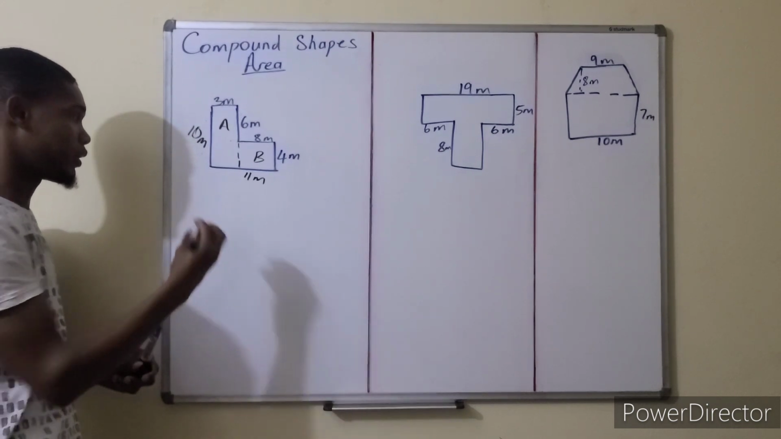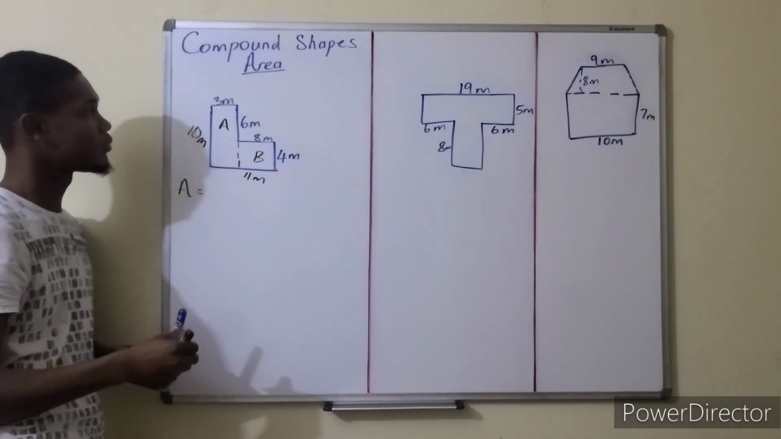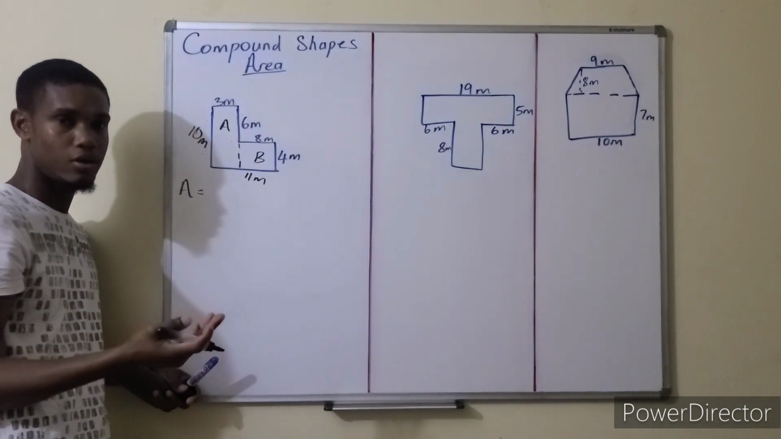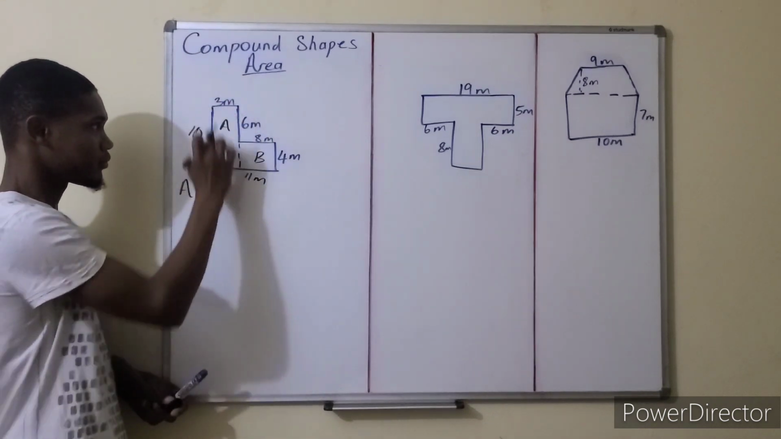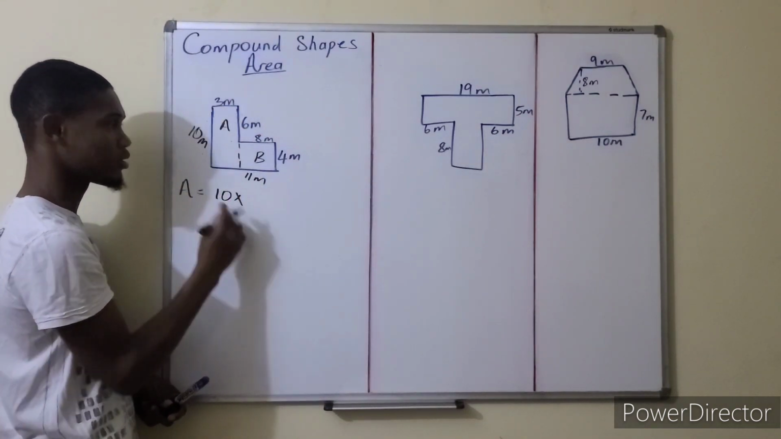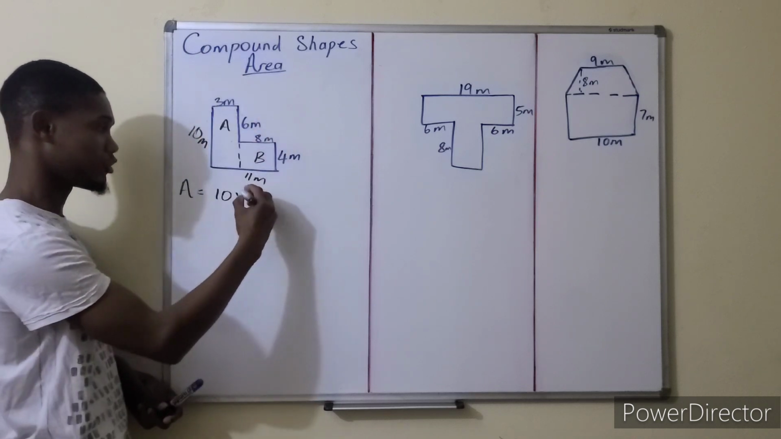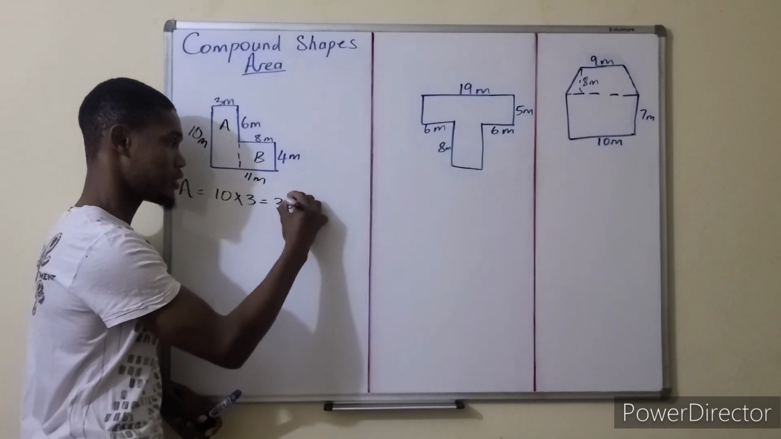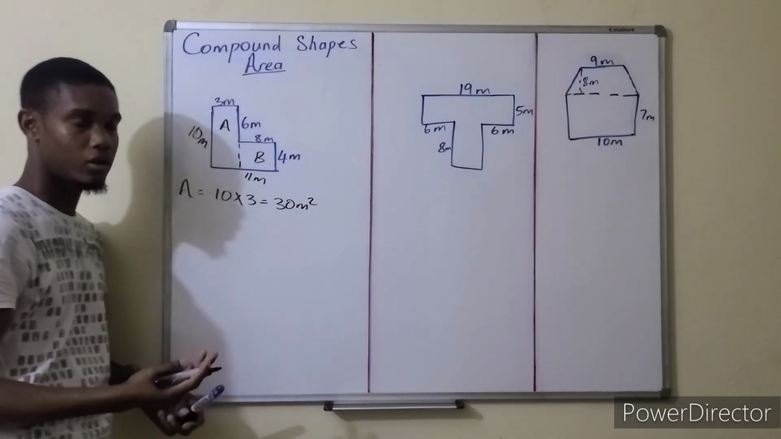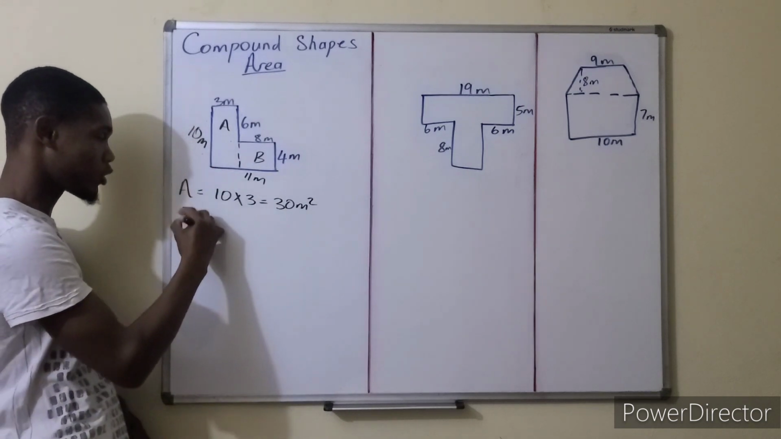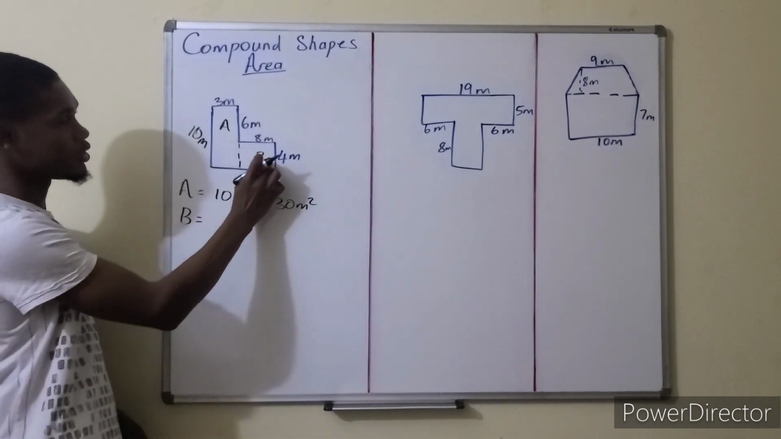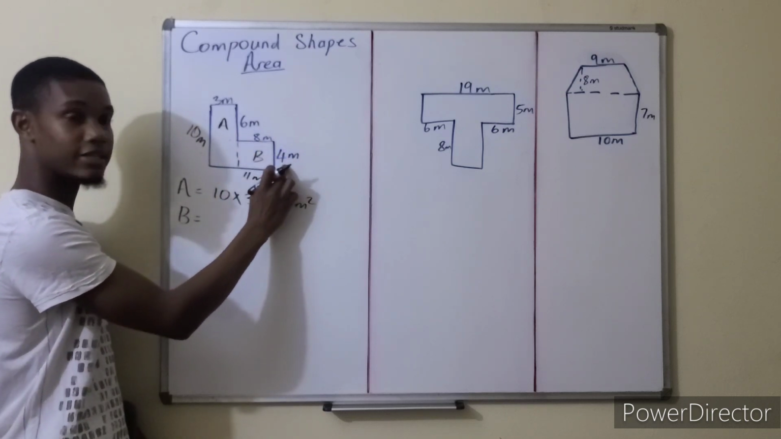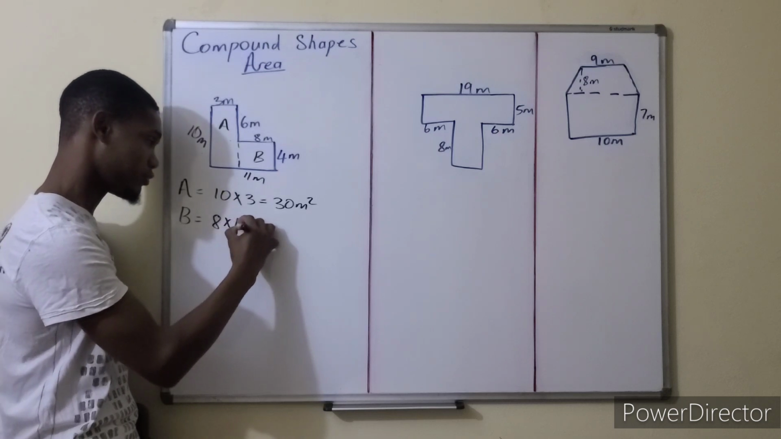Now let's work shape A. A equals the length times width, because it's a rectangle and the formula for the area of a rectangle is length times width. The length of it is 10 times the width of the shape, which is 3. So 10 times 3, you work that out and you get 30 meters squared. You do the same process, but this time for shape B. This is B. The length of B is 8 and the width of B is 4. So that's 8 times 4.